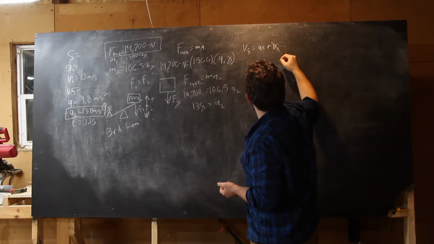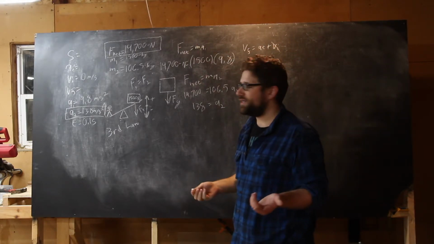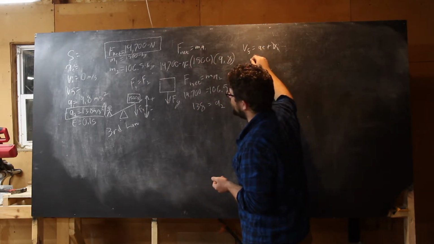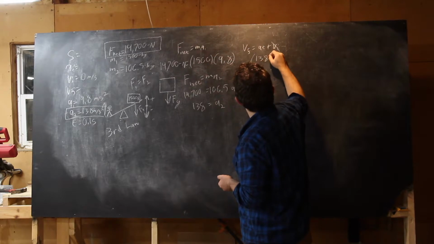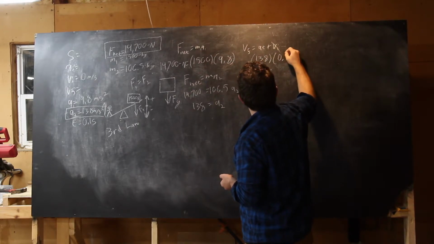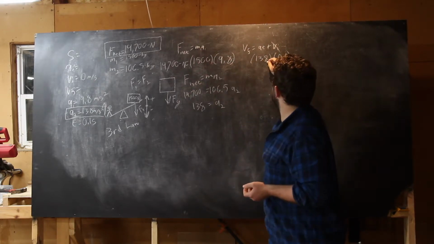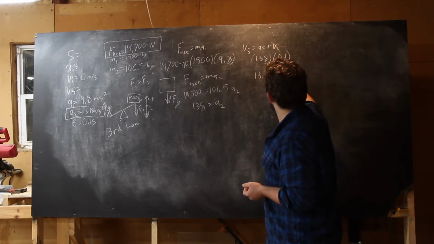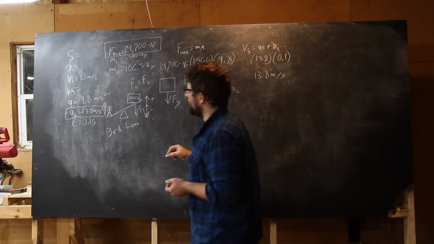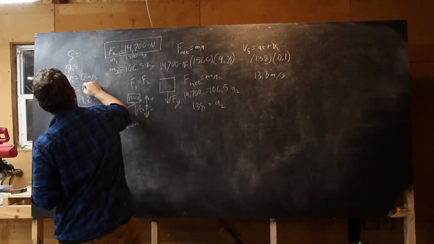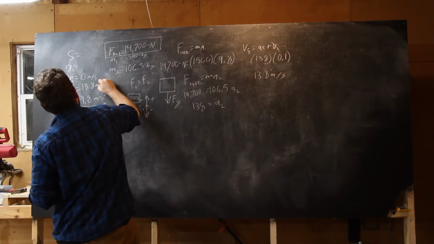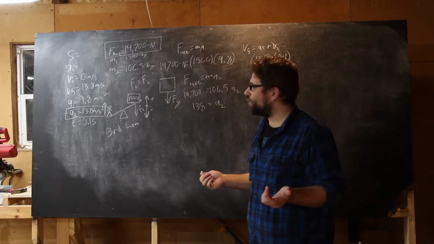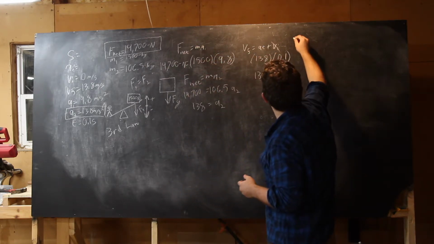Well, Vi is 0, so we'll just drop it. So Vf is just going to be At. Well, T is 0.1, and A is 138 times 0.1. Well, 0.1 just moves the decimal place one over, so I'm going to have 13.8 meters per second for my final velocity. Excellent. Okay, that was pretty simple. Well, you know what? Let's take this one step further.